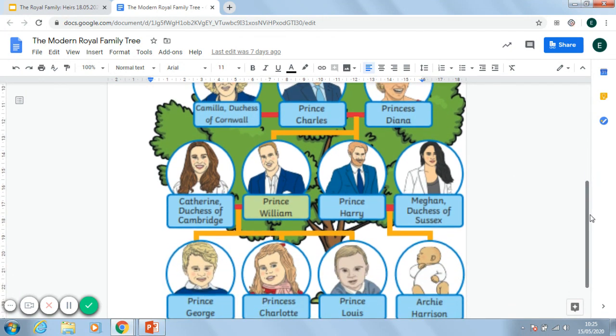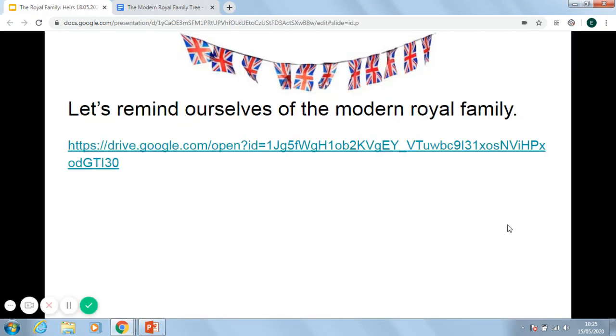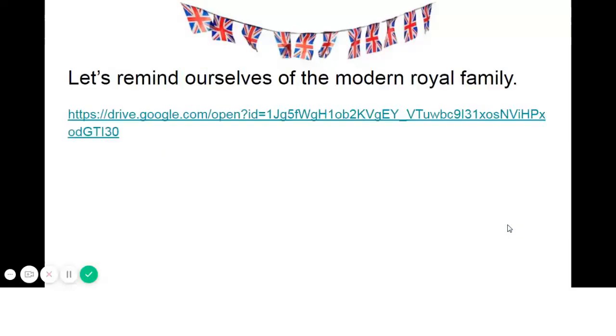And we looked in detail last week at Prince Harry and his wife Meghan, who now have a baby called Archie. If we go the other way, we have Prince William, who's married to Catherine, and they have three children now, called Prince George, Princess Charlotte, and Prince Louis. So that is what we looked at last week.